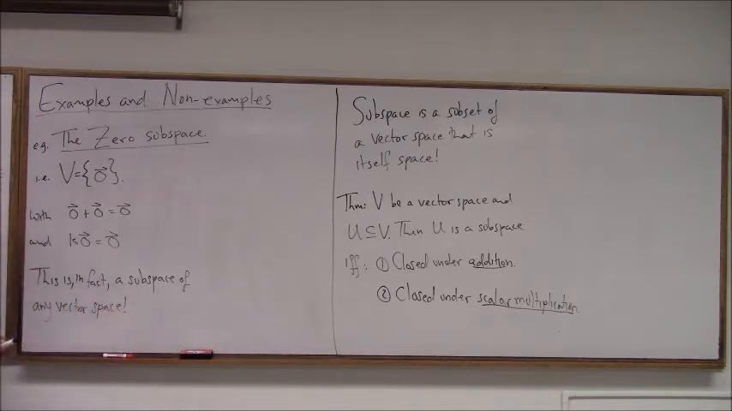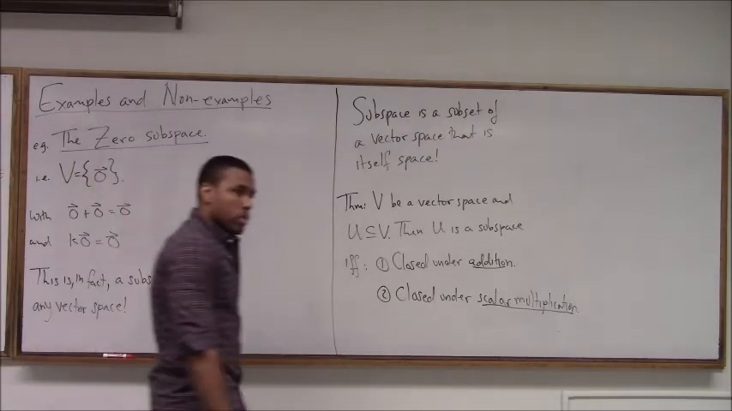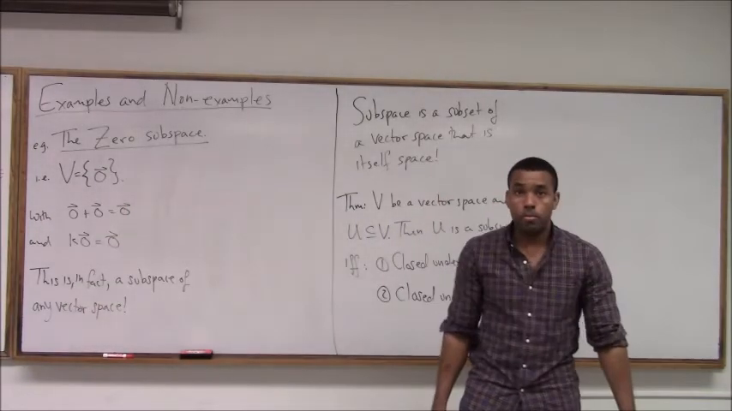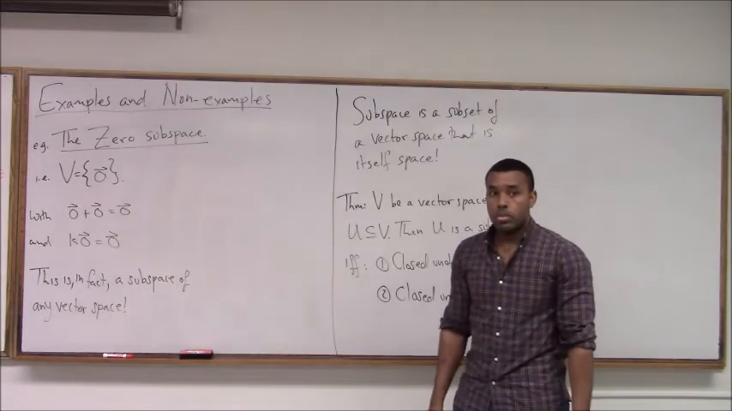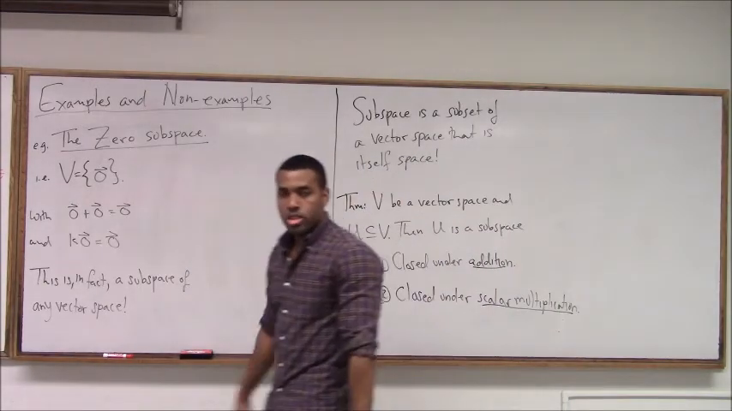Right? Because every vector space contains a zero vector. So you can always look inside that and just pick out the zero vector by itself, and you've created a subspace. This would be the smallest subspace possible, yeah? If it doesn't have a zero vector, then it's not a vector space in the beginning.